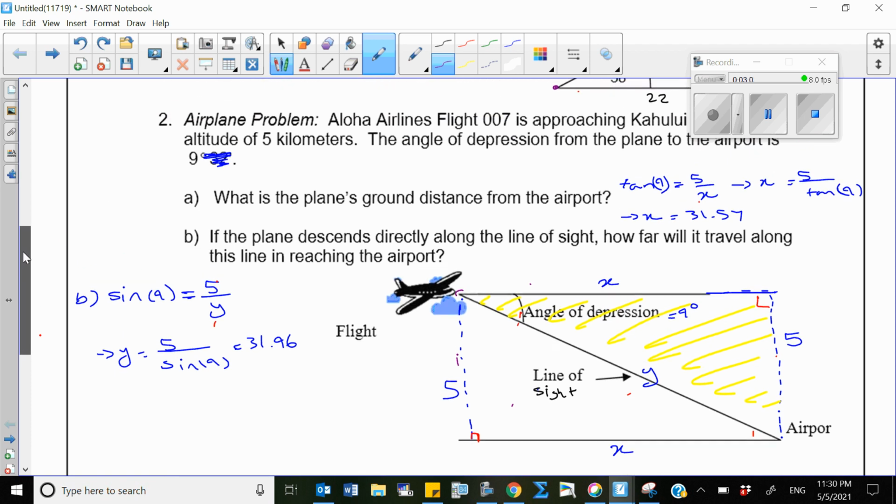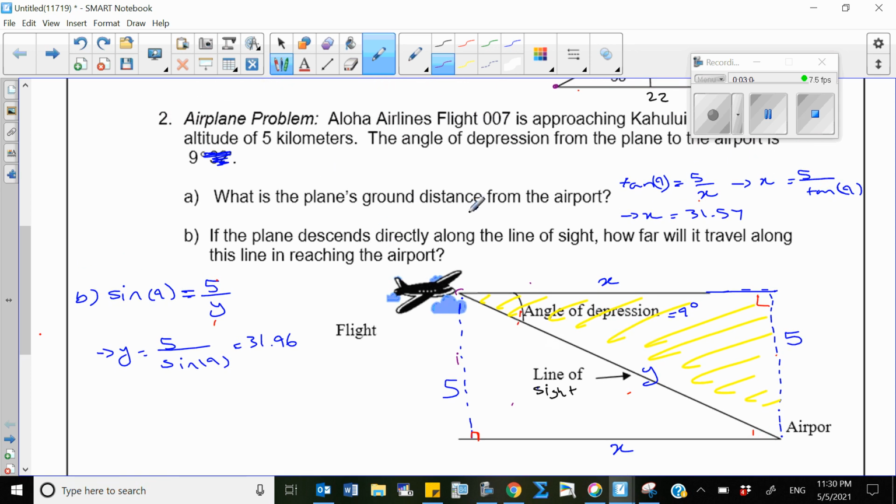Now, it's asking what is the plane's ground distance from the airport. So the ground distance is basically this horizontal line. So I can use either of these triangles. I'm going to use this one because I already know this angle is 9 degrees. However, if you use this triangle, this angle is also going to be 9 degrees. Okay, so we're going to use this anyway.